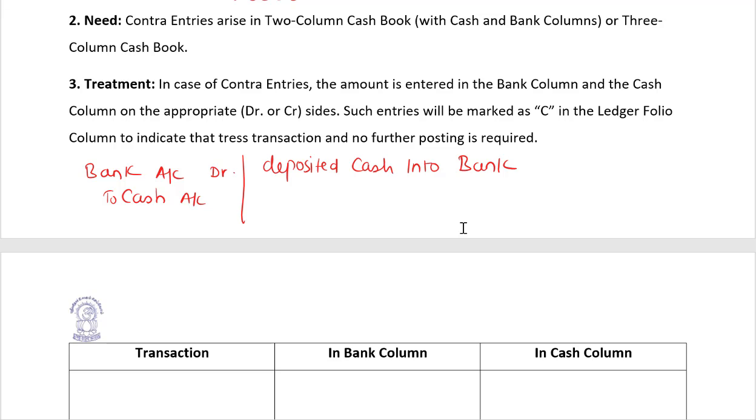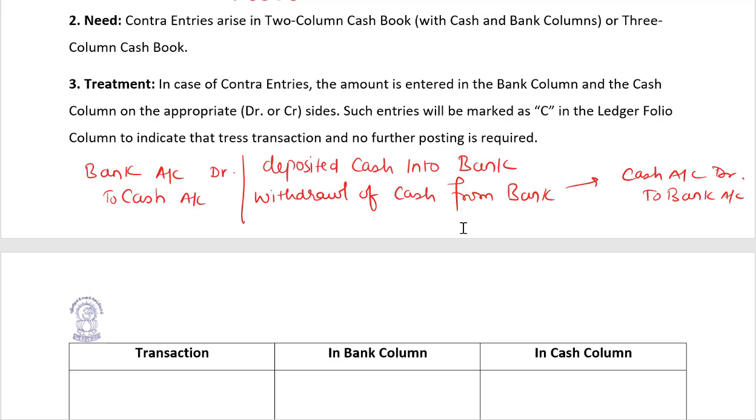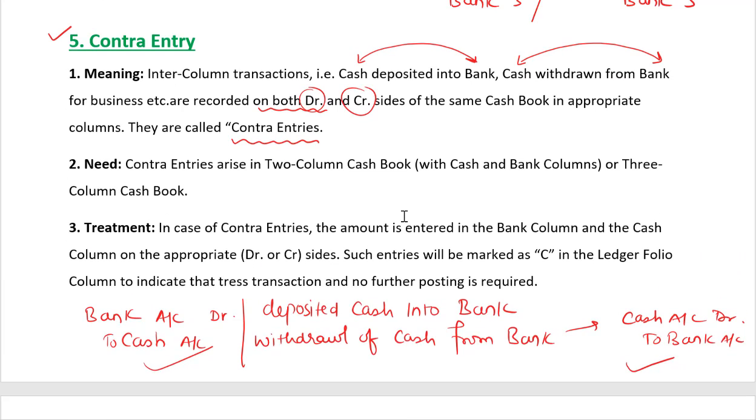Why? Because the cash column is involved as well as the bank column. Both are involved, so this is a contra transaction. There could be another entry for withdrawal of cash from bank. This entry would be cash account debit to bank account. This entry is also a contra transaction. These two transactions are contra transactions. I believe you understood.